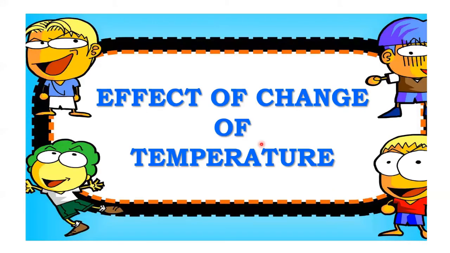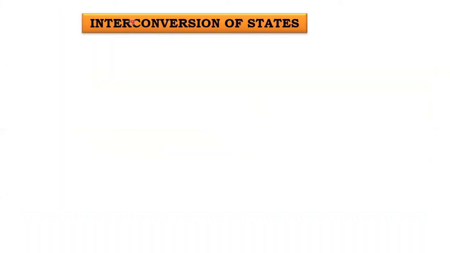Now we'll see the effect of change of temperature. If you change the temperature of a substance, how will it affect the substance or its state of matter? So let's see interconversion of states. What do you mean by interconversion of states? Something can be converted into liquids, can be converted back into solids again, and the same goes for other states of matter as well. Let's see what that is.